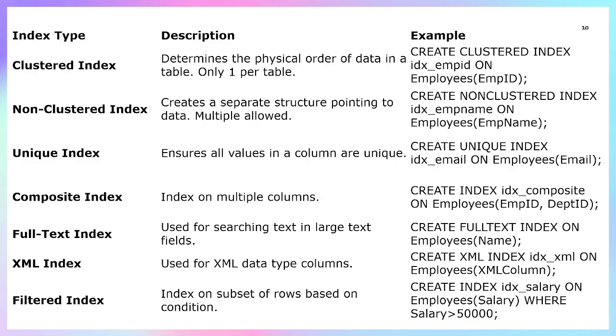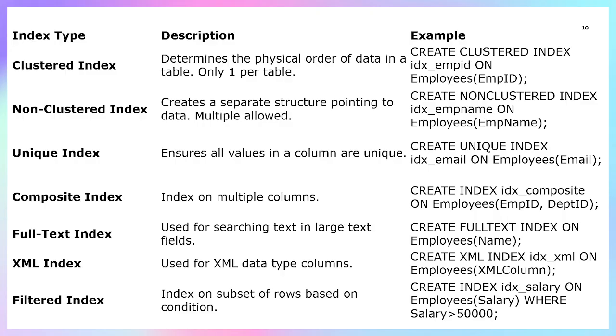Now come to the point. What is a clustered index? Clustered determines the physical order of the data in the table. Only one per table. Only one per table means that in a table only one clustered index can exist, and it physically orders the data stored. For example, create clustered index on employee ID on the employee table, and this is an employee ID index. This is a clustered index.